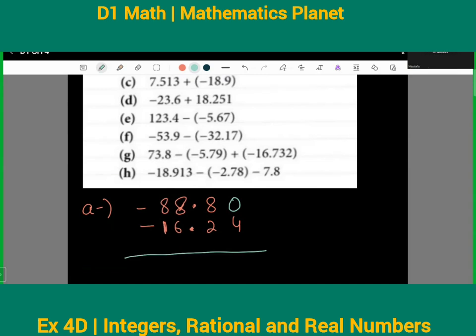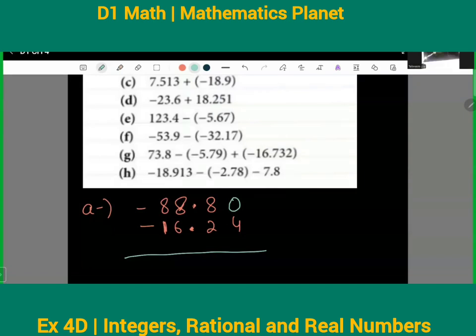Miss, if we put zero at the end of minus 88.80, won't the whole number, won't the whole value be changed? No. Okay.